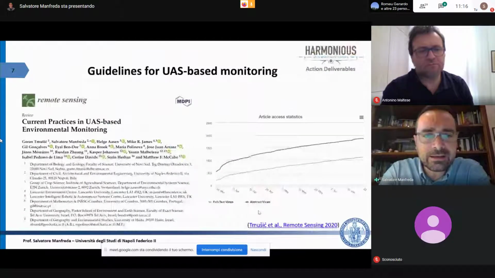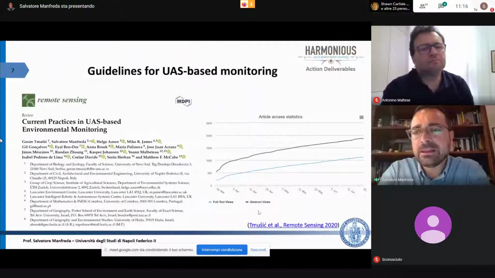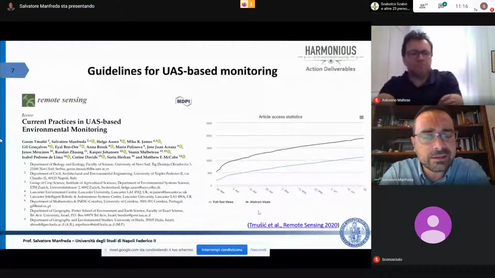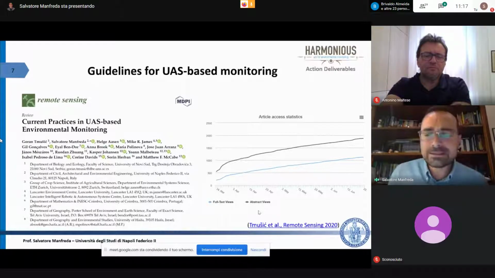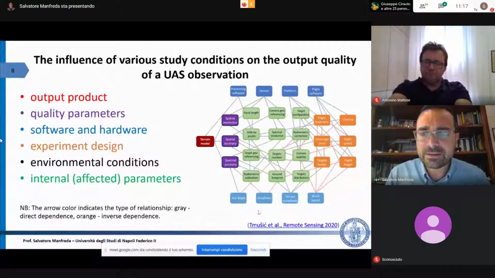And just a final remark regarding one of our last publications, that somehow synthesizes the aim of the action, that is, to try to identify guidelines in UAS applications. In this context, with Goran Tumsic, we published a paper just a few months ago in Remote Sensing, and this paper addressed the complexity of UAS observation and the number of skills and knowledge that is needed in order to address properly a UAS survey.